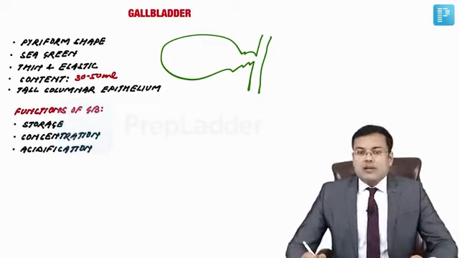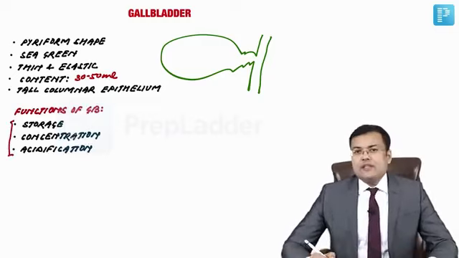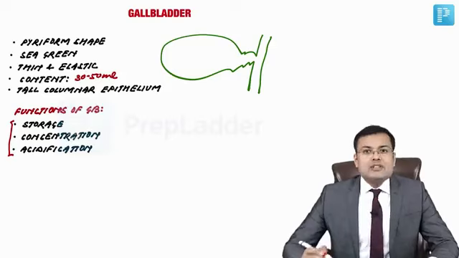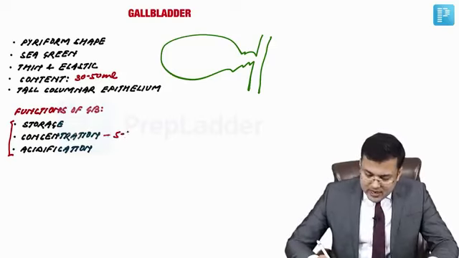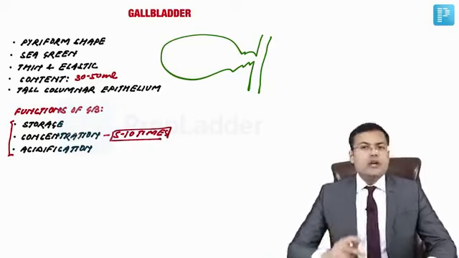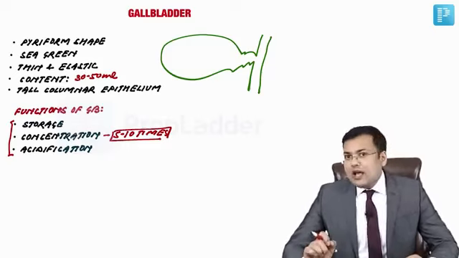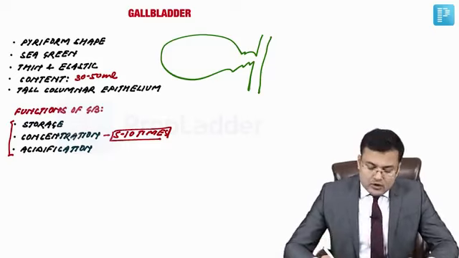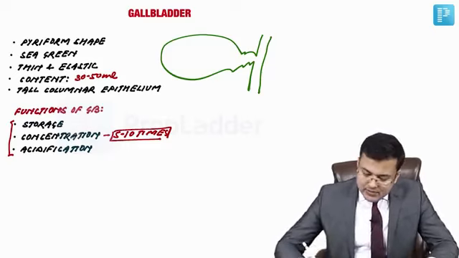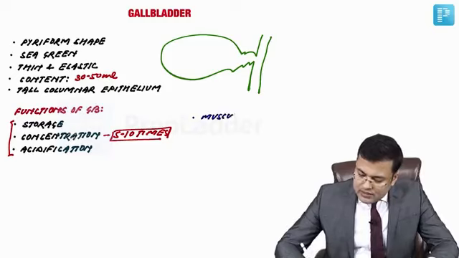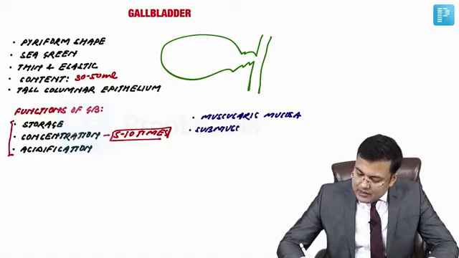So what are the functions of the gallbladder? It is storage, concentration and acidification of bile. How many times does it concentrate bile? It is going to concentrate bile 5 to 10 times. You know that there are two layers which are absent in the gallbladder. What are those two layers? First, muscularis mucosa, and the second is submucosa. So important point, these two layers are absent in the gallbladder.